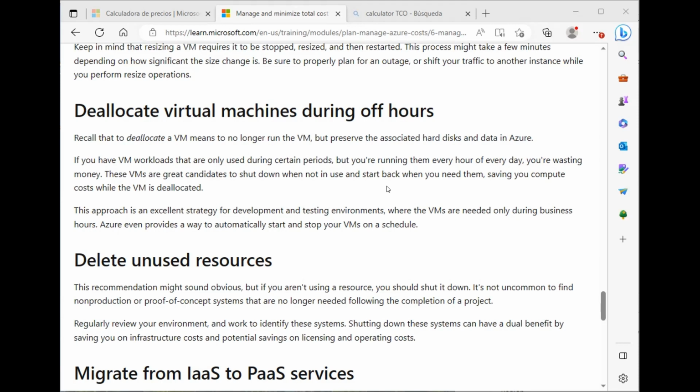These virtual machines are great candidates to shut down when not in use and start back when you need them, saving you compute costs while the virtual machine is deallocated. This approach is an excellent strategy for development and testing environments where the virtual machines are needed only during business hours. Azure even provides a way to automatically start and stop your virtual machines on a schedule.